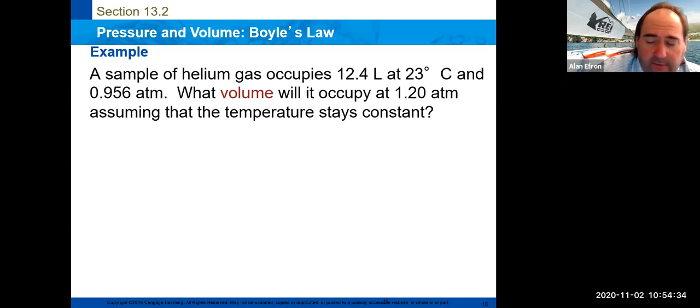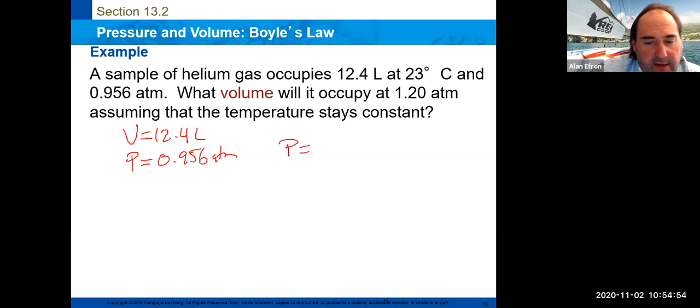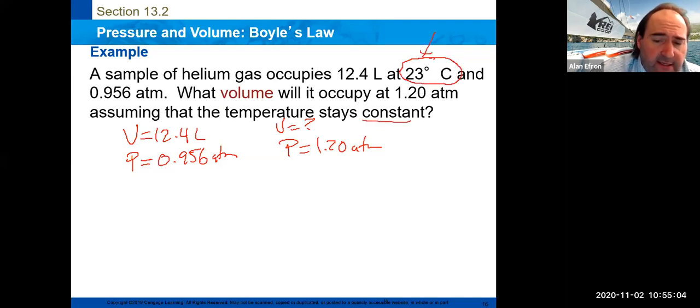A very good thing, although we're only started with basically one gas law at this moment, a very good thing to sort of do here is just to pull out the information from the problem. And we see that we have a volume of 12.4 liters, and atmospheres is a pressure. So that's 0.956 atmospheres. We also have another pressure of 1.20 atmospheres, and we have a volume we're looking for. We actually do have a temperature here, but it does tell us that the temperature remains constant. So really, we're not even going to worry about that because basically it stays constant. We don't have to do anything with it.